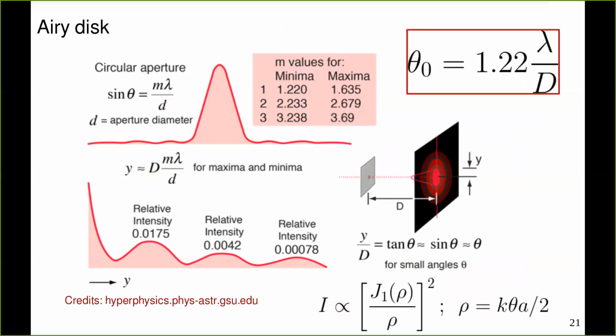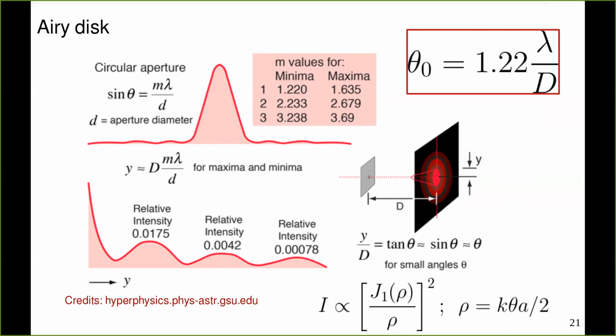Let's take a look at this pattern a little bit. If you were to plot intensity as a function of rho, it would look something like this. The most important location for us is the location of the first minimum. The first minimum is located at 1.22 lambda over D, where lambda is the wavelength of the light and D is the diameter of your aperture. So the bigger D you have, the narrower this maximum is, and the less diffracted your light is.